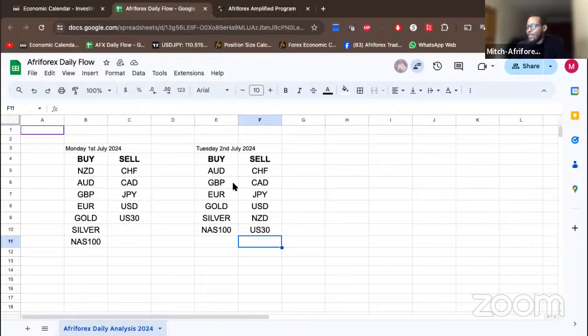So let's jump straight into today's pairs. We'll start off with the Australian dollar pairs, mix and match them with the pair on the sell side. Do the same thing with the British pound as well as the euro before we have a look at gold, silver, as well as a few indices as well.